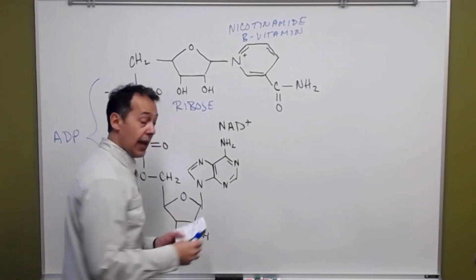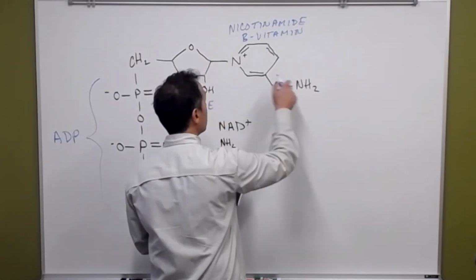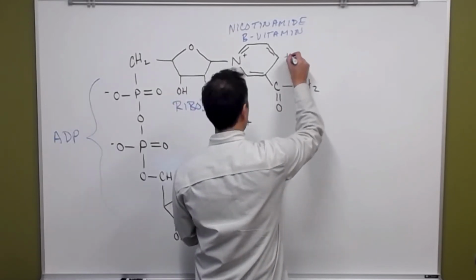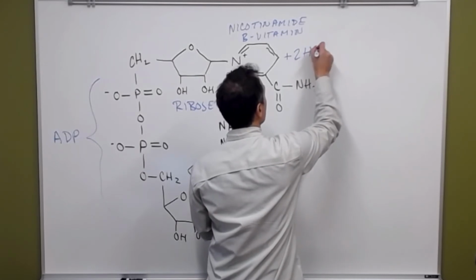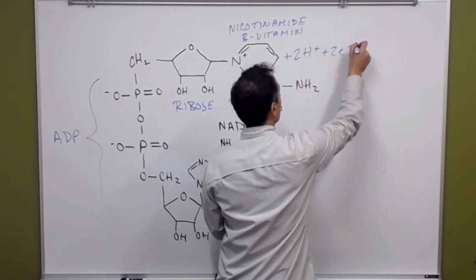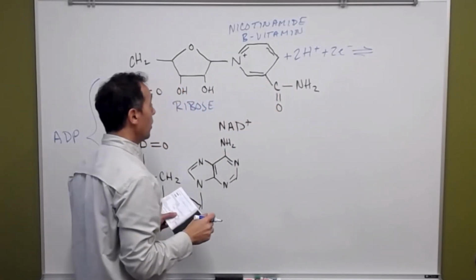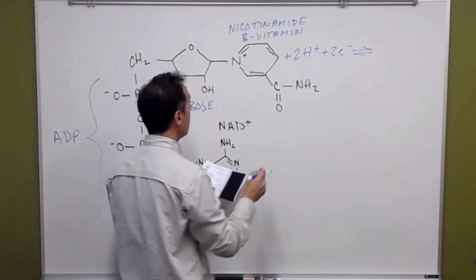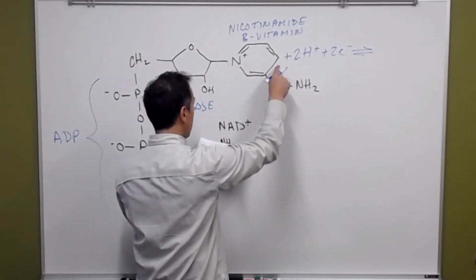And what we're going to do is take this portion here and add some hydrogens and electrons to it. So if we take this and we add, say, 2 protons and 2 electrons, then what's going to happen? Well, we're going to break one of these double bonds here, and then we're going to add a hydrogen.